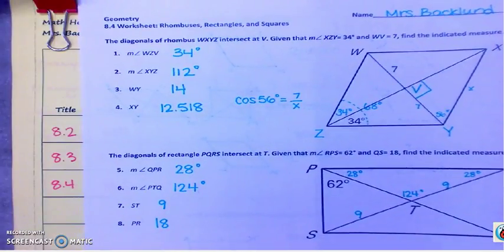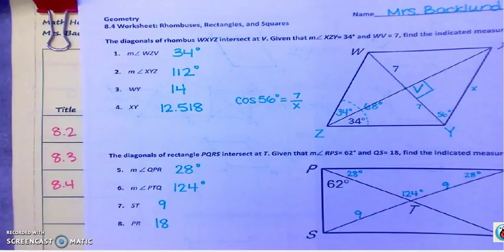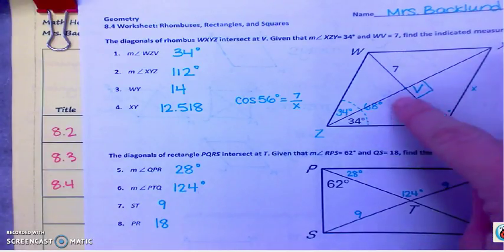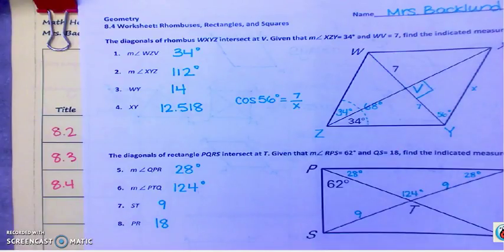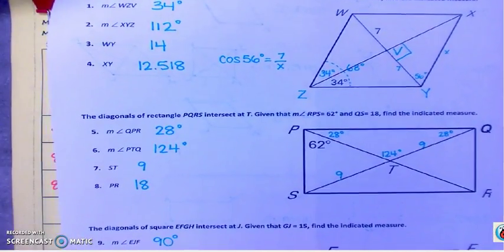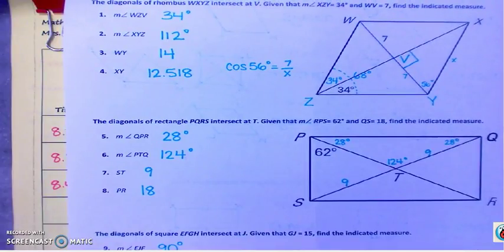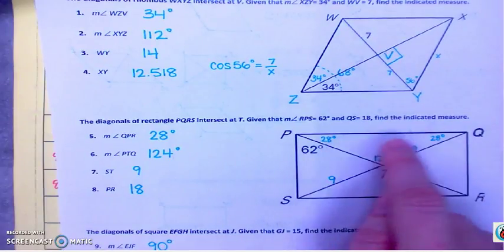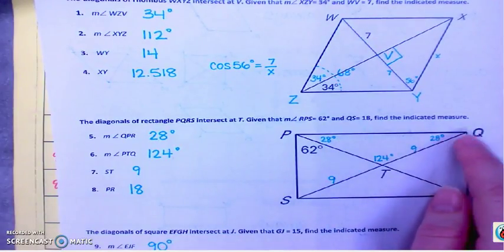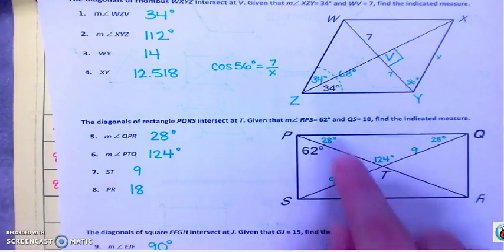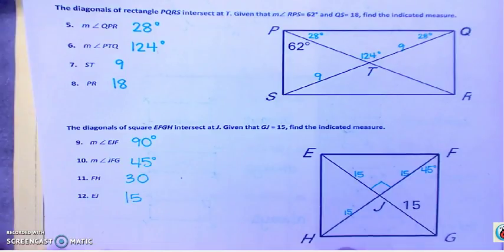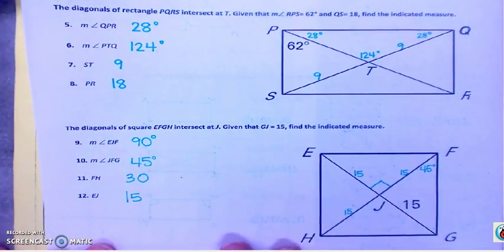I got 34, 112, 14, and about 12.518. I wound up using SOHCAHTOA on that little triangle to find the length of x. And I got 28, 124, 918. The secret to that 124 was realizing that there would have to be another 28 up there, because of the symmetry. That's how I figured it out. So 124 to complete that triangle. 90, 45, 30, and 15. Let me know tomorrow if I messed up on anything.